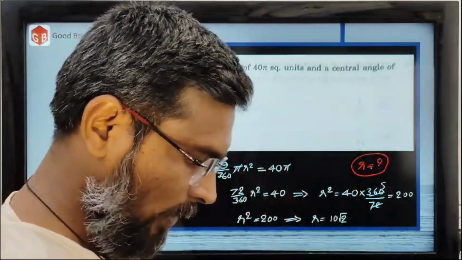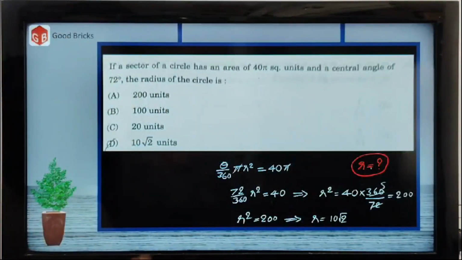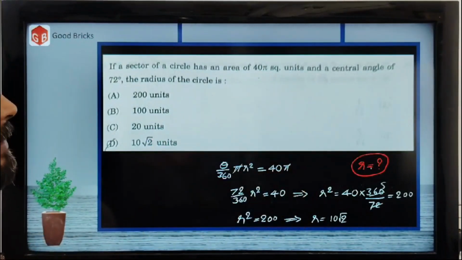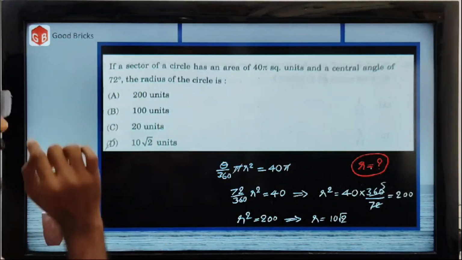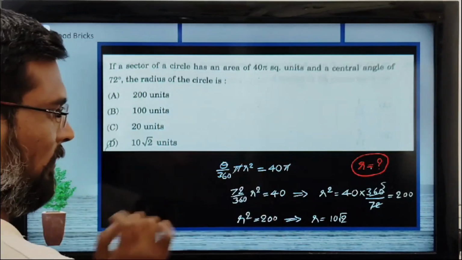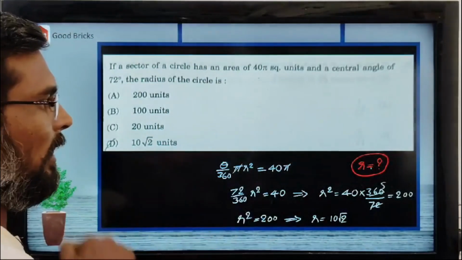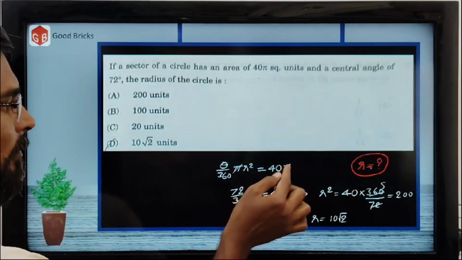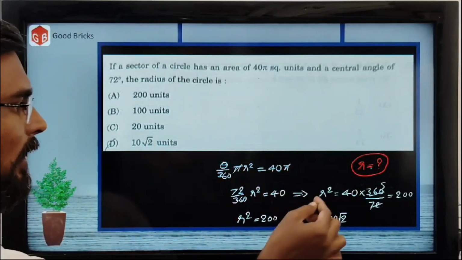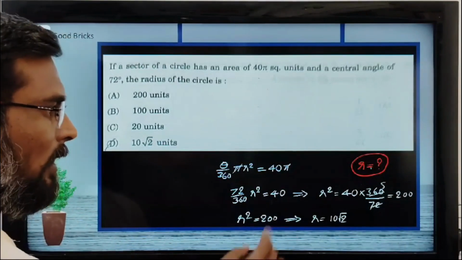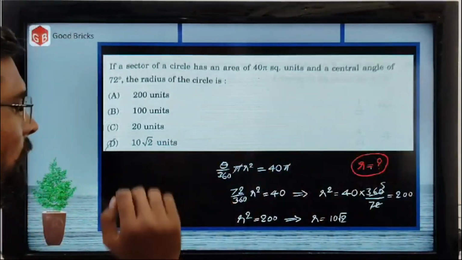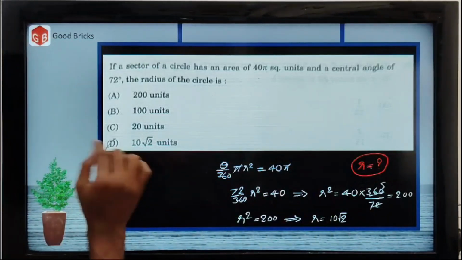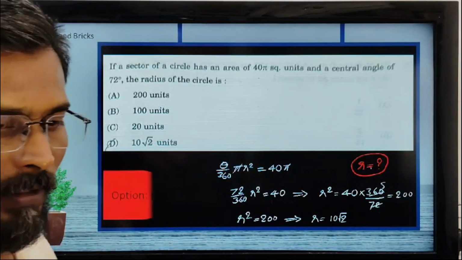Now let us look at one more question. They have given the area of the sector as 40 pi units, the angle at the center of the sector is 72 degrees, and they are asking us to calculate the R value. So when you substitute these values, pi gets cancelled and you will get R square is equal to 200. Since R square is equal to 200, you can write R is equal to 10 root 2. So we have to select option D for this question.